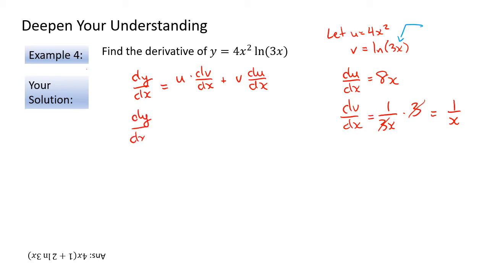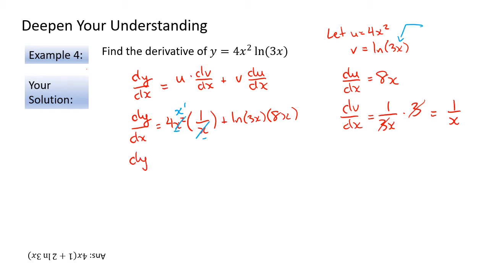So dy by dx is equal to u, which is 4x squared, times dv by dx, 1 divided by x, plus v, which is the ln of 3x, times du by dx, which is 8x. So before we start collecting terms, one item to simplify is you have an x squared here, and you have an x here. So this x will cancel, and this will just become x to the 1.